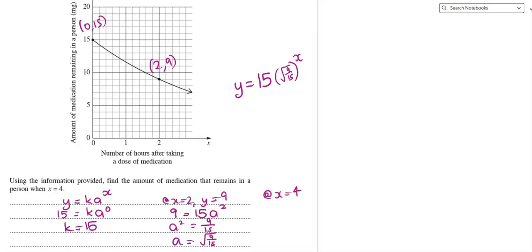I'm interested in what's going on at x equals 4. So at x equals 4, y equals 15 times root 9 on 15 to the power of 4, and that is 15 times 81 on 225. And my calculator says the answer equals 5.4. That's in milligrams, and that's my answer.